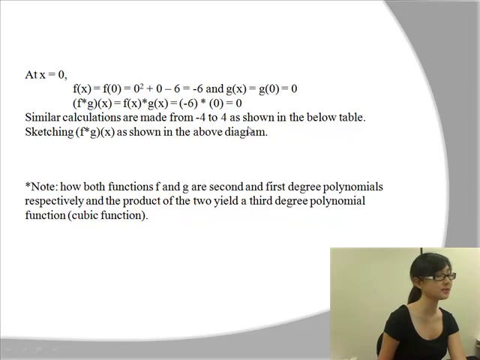Similar calculations are made from negative 4 to 4 as shown below in the table that's going to be in the next slide. And note how both functions f and g are second and first degree polynomials respectively. The product will yield a third degree polynomial function, which is a cubic function.